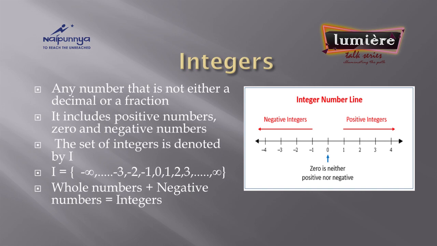Next category of numbers is integers. Integers can be positive, negative or zero. It can also be represented in the form of a number line as shown in the figure. The set of integers is generally denoted by the letter I. So, I is equal to the set of minus infinity etc., minus 3, minus 2, minus 1, 0, 1, 2, 3 etc., infinity. So, integers can be defined as the sum of whole numbers and negative numbers. That is, whole numbers plus negative numbers gives integers.